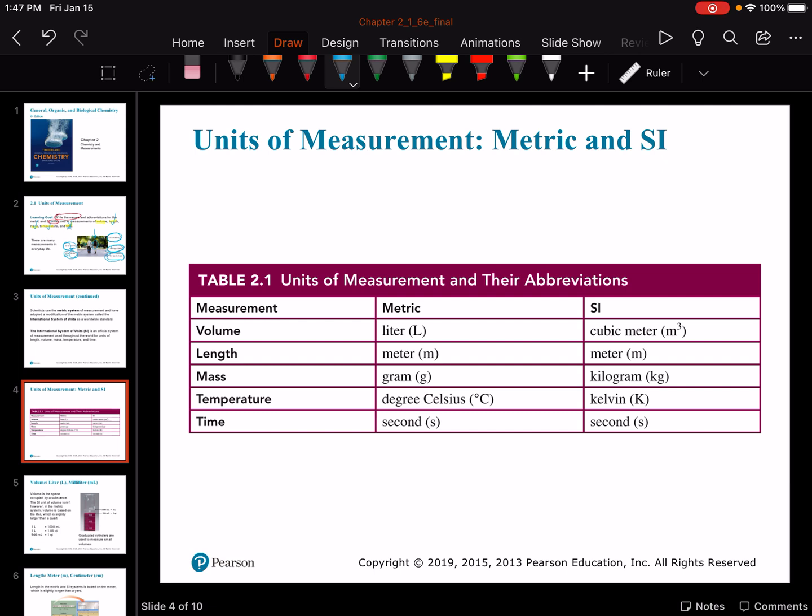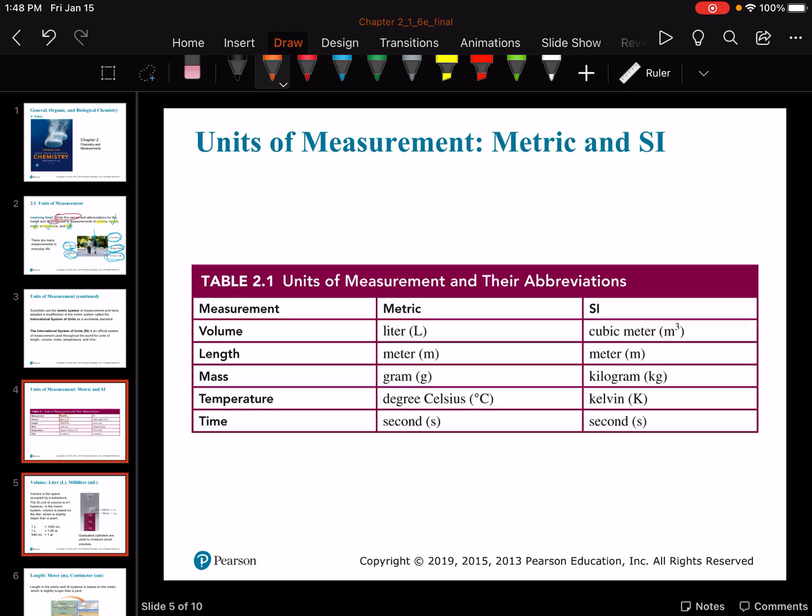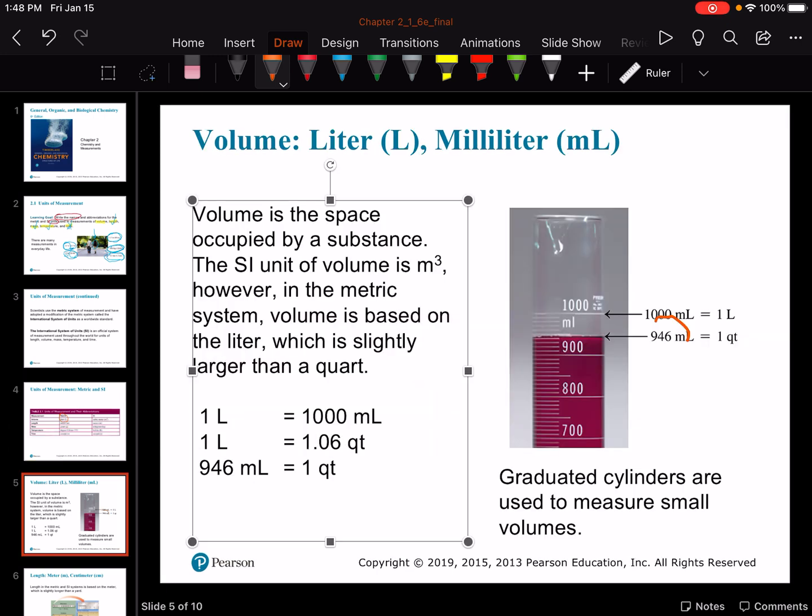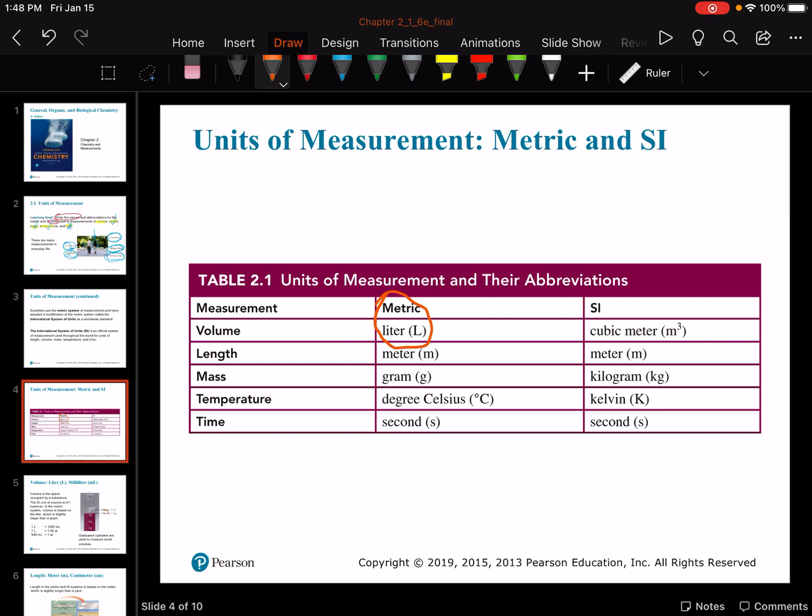All right. So metric system, for example, the volume unit for metric is liter. Can you see that? And for SI, it's a cubic meter. The length for the metric is meter. Can you see that? And it's also meter for SI. The mass is a gram. And you can see, sometimes we'll be using grams, sometimes we'll be using kilograms. It doesn't really matter what's the standard unit. I don't think it matters.